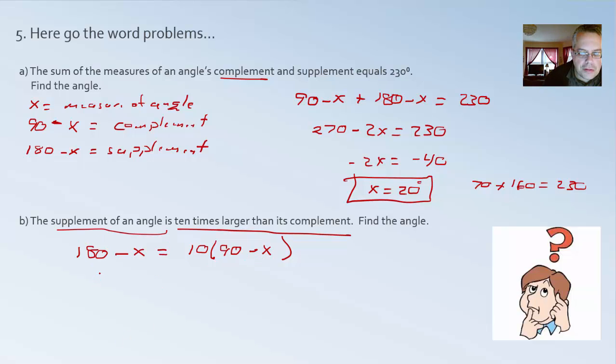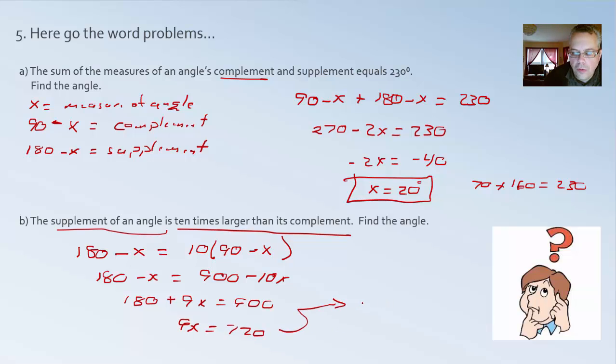Okay, we can solve this equation. It's just setting up, that's the hard part. So I get 900 minus 10x. I'm going to add 10x to both sides, so I get 180 plus 9x equals 900. Now subtract 180, so I get 9x equals 720. And lo and behold, if you divide by 9, you get x equals 80. And it's an angle, so I'm going to put 80 degrees. Wow, super. Just as a check, the complement would be 10 degrees. The supplement would be 100 degrees. And sure enough, the supplement is 10 times the complement.